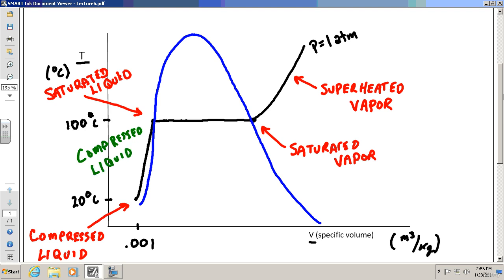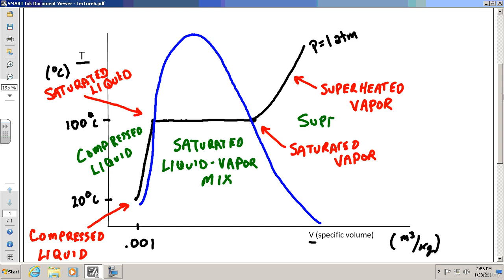In the middle, it's what we like to call saturated liquid vapor mix. And on the right side of the dome, the whole region to the right side of the dome, it's superheated. The dome separates out all 3 phases, all 3 parts. Compressed liquid, superheated vapor, and in the middle, inside the dome, is always your mix between liquid and vapor. It's both.